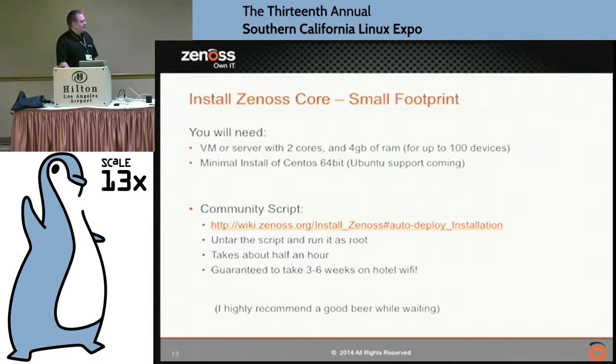So Zenoss Core is actually really easy to install. You have a VM with 2 cores, 4 gig of RAM. It has to be 64-bit, of course, for the 4 gig of RAM. We have a script that takes about 30 minutes. It will take at least 3 to 6 weeks on the hotel Wi-Fi here at SCALE. I did it last year. It never did finish.